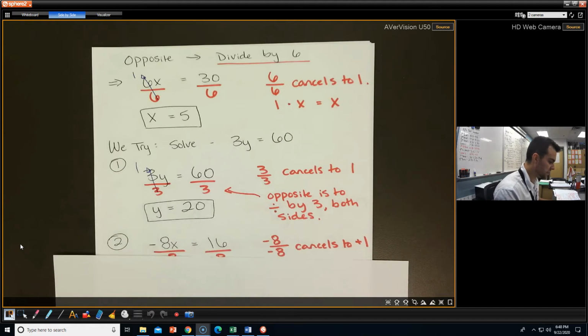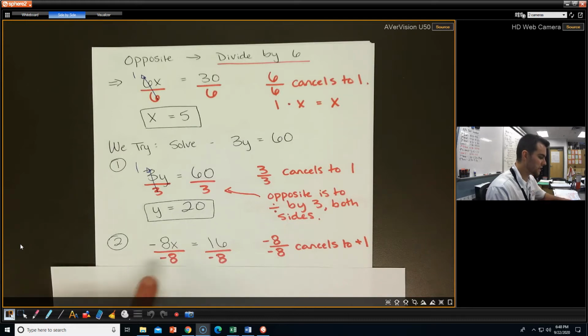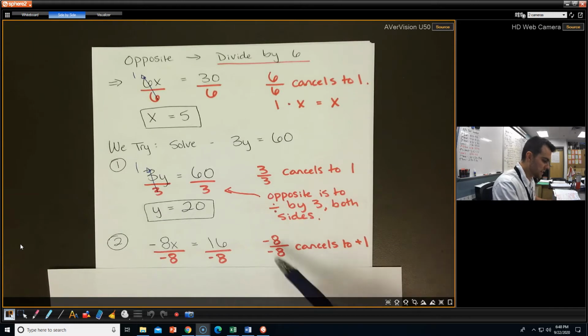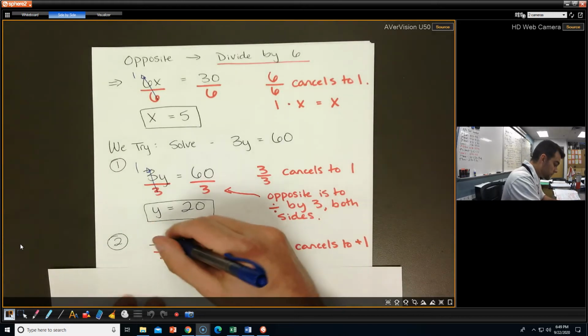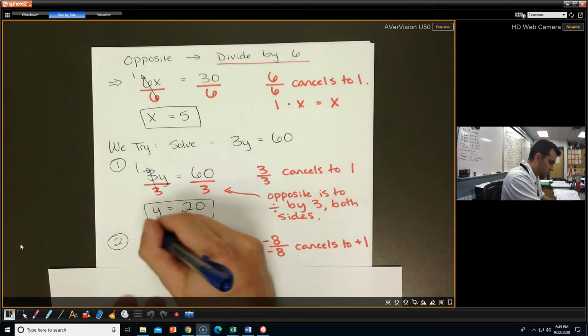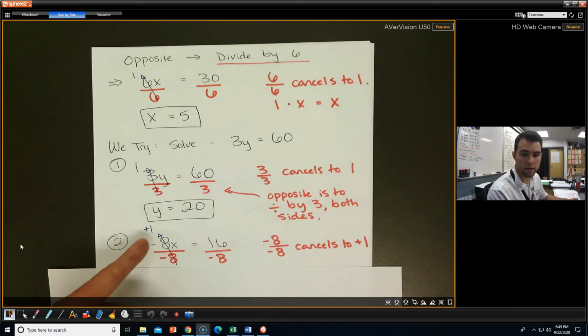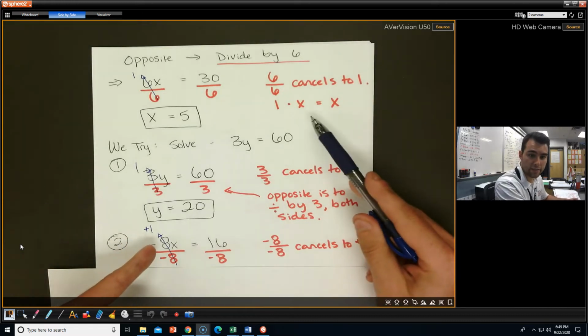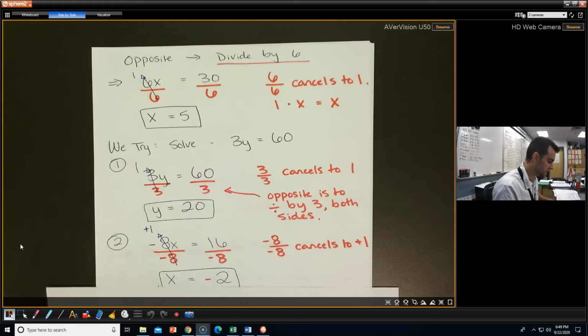Now let's see if I do something like this. What if I have negative 8x equals 16? Now I have a negative sign in there. And it does matter. Well, again, the opposite of multiplying by negative 8 is to divide by negative 8. We still have to keep the negative sign. This is its own number, okay? And if I do that, the negative 8's, they still cancel out to positive 1 this time. So you got still positive 1 times your x, which equals x. So we're still left with just x.